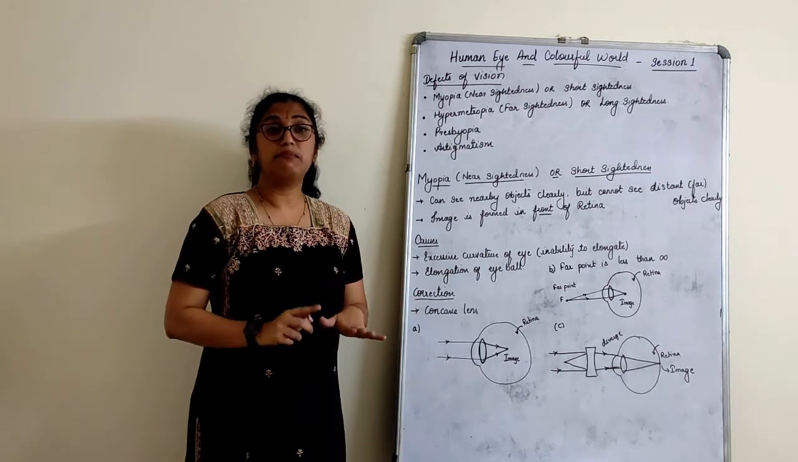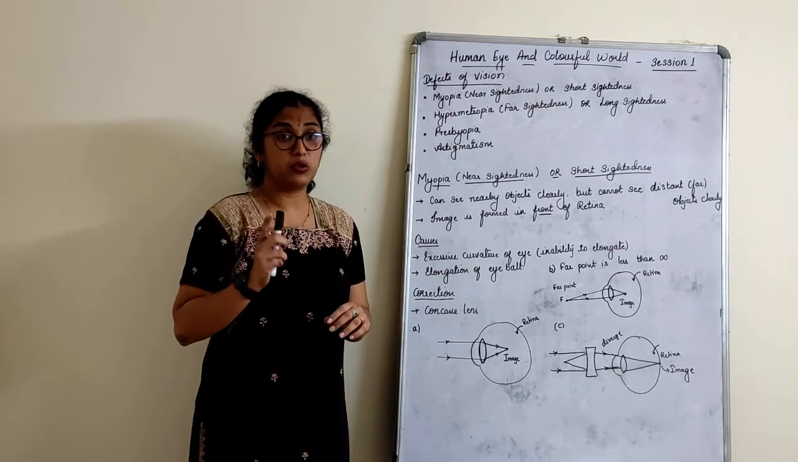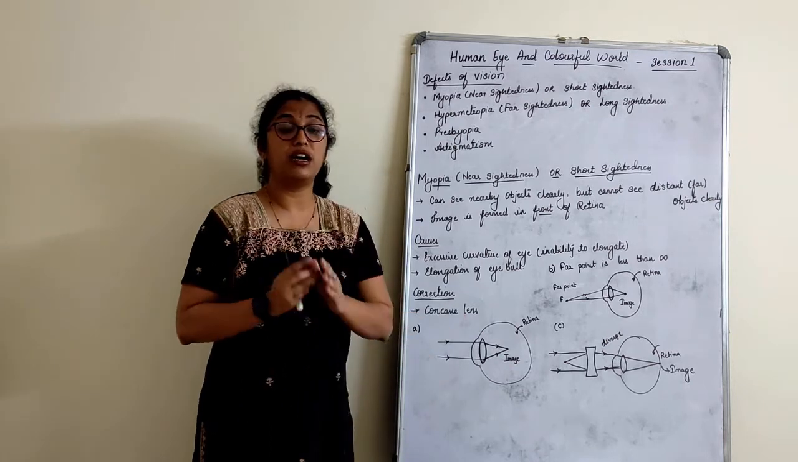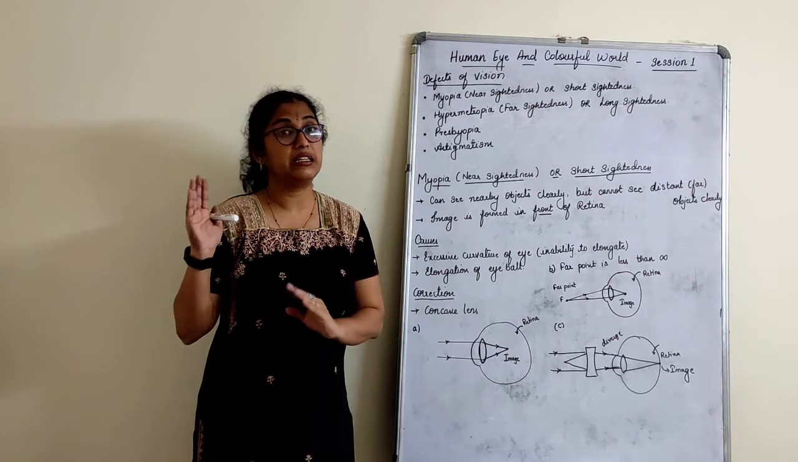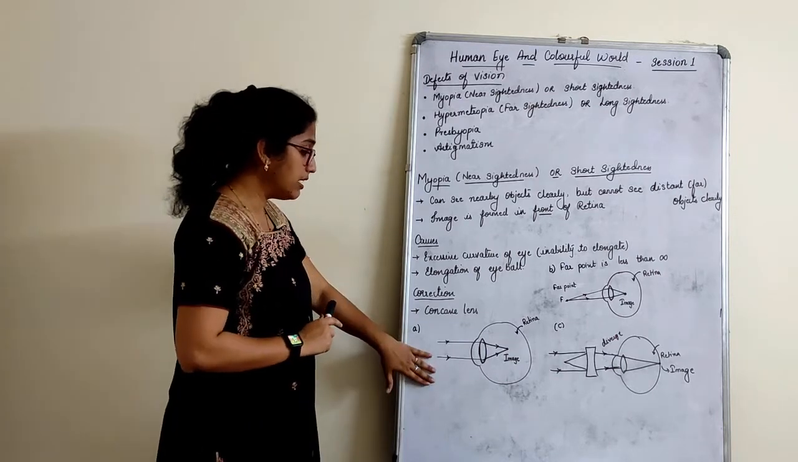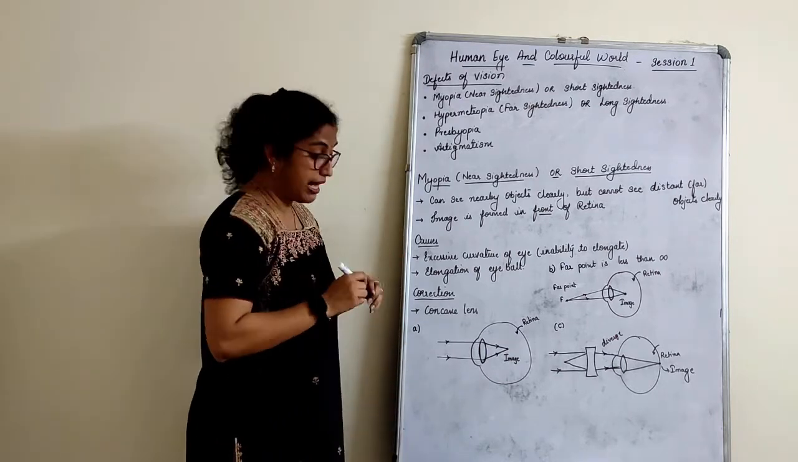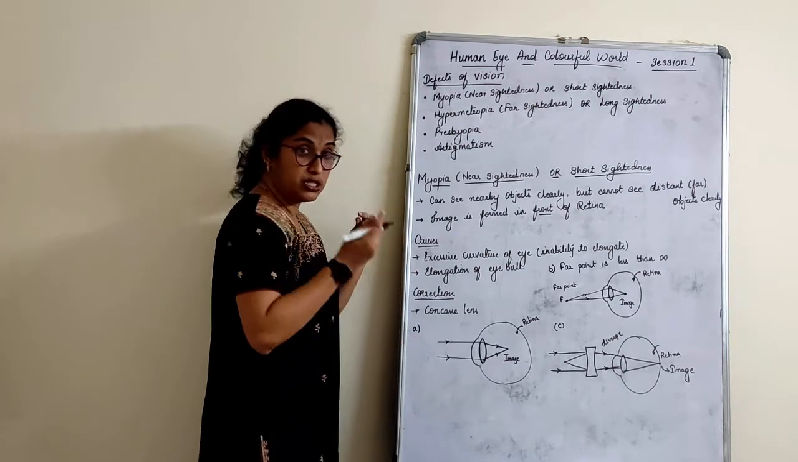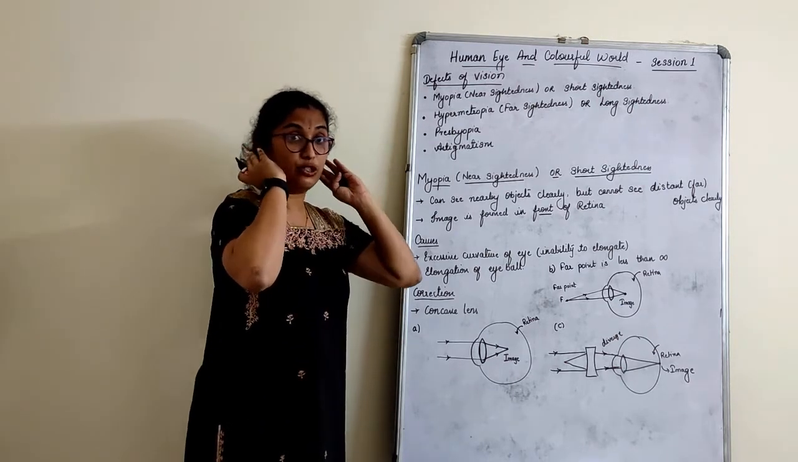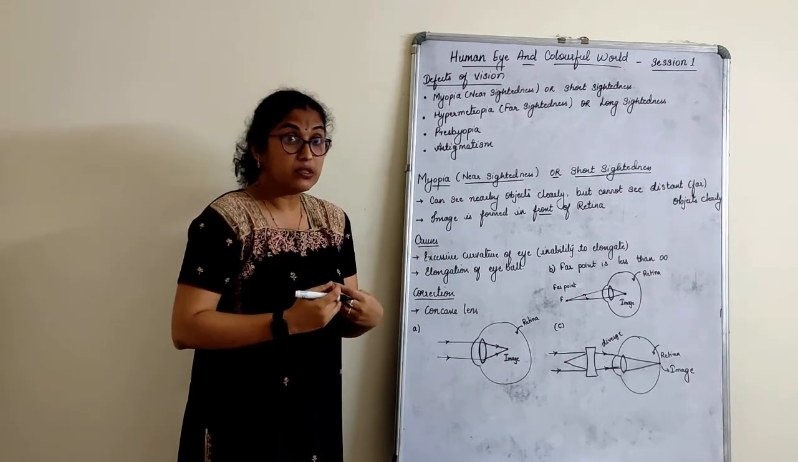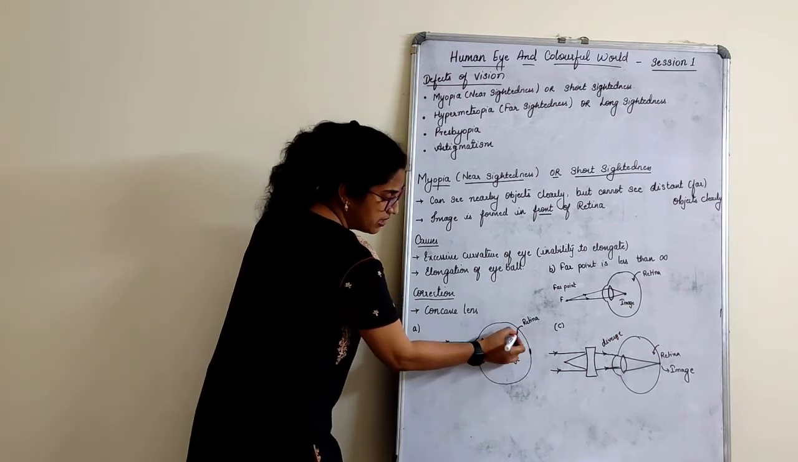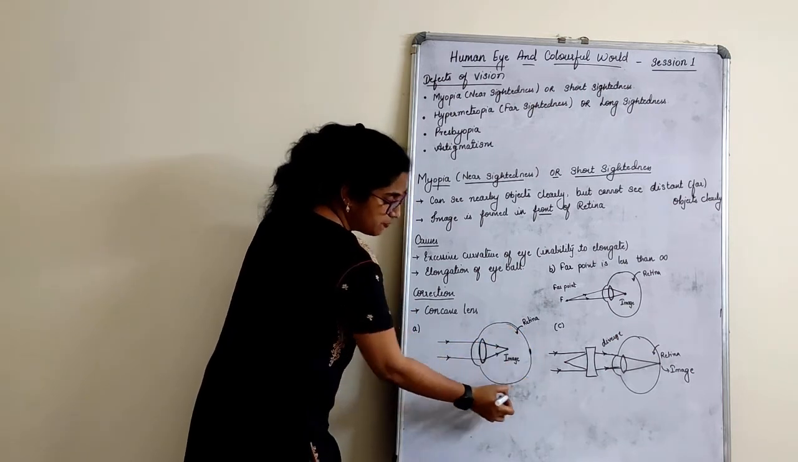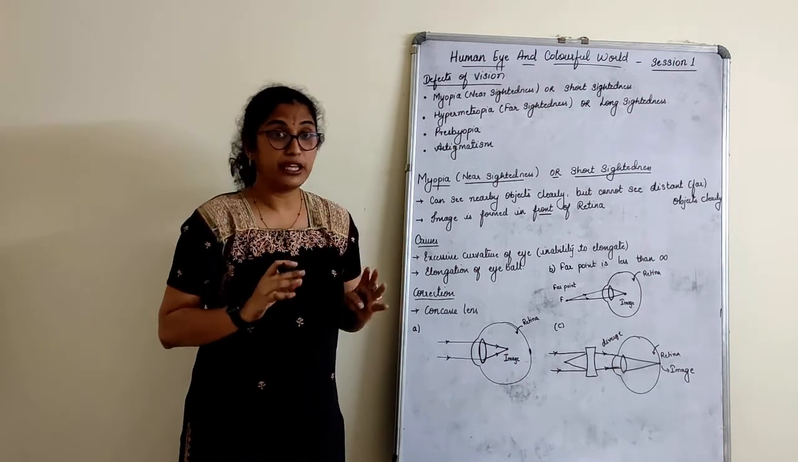Correction. How can we correct a myopic eye? We can correct that by using a concave lens of appropriate power. What is power? We all have studied that in the previous chapter. Now look here. What usually should happen when a light ray from an object enters our eye? We are able to see things because the image is formed on the retina. This part is the retina, where the image is formed.